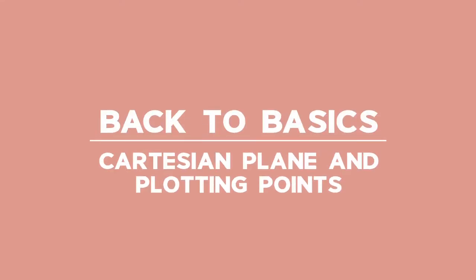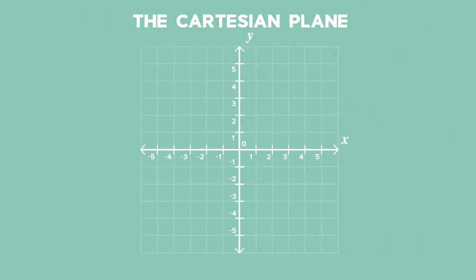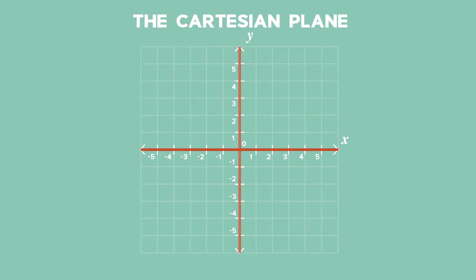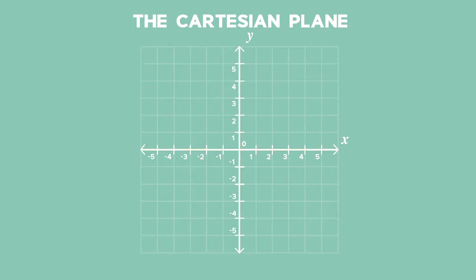Cartesian plane and plotting points. The Cartesian plane is made up of two perpendicular axes, the x-axis and the y-axis, and they meet at a point which we call the origin. Let's have a look at some more information on the Cartesian plane.